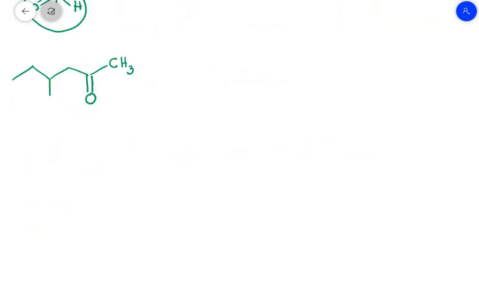In the next example, students, we are having here 1, 2, 3, 4, 5 and 6. So totally there are 6 carbon atoms, and hence the root word becomes hex. But at the 4th carbon atom we are having one branch, and that is methyl. So therefore the name of this compound becomes 4-methylhexane-2-one.